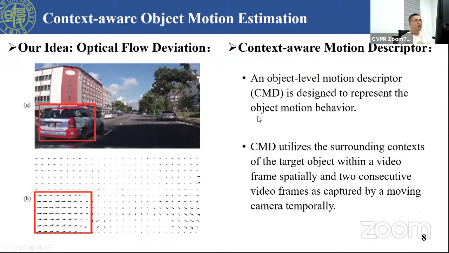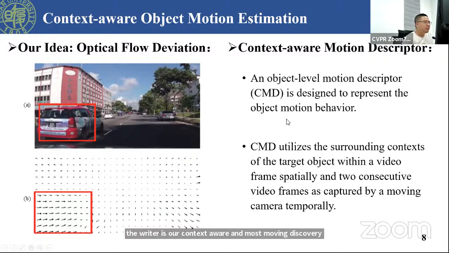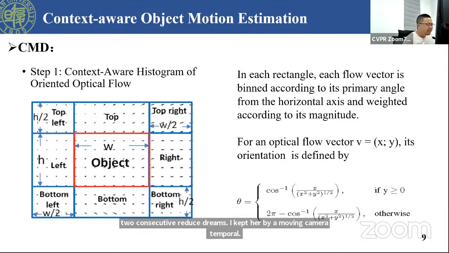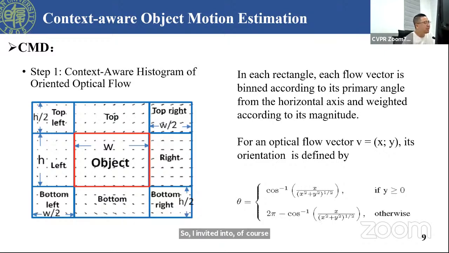The right is our context-aware motion descriptor process. First, we propose an object-level motion descriptor, which I call CMD, to represent the object motion behavior. The CMD utilizes the surrounding context of the object within a video frame spatially, and two consecutive video frames captured by a moving camera temporally. I divide it into 4 steps. The first step is we try to create a context-aware histogram of oriented optical flow.